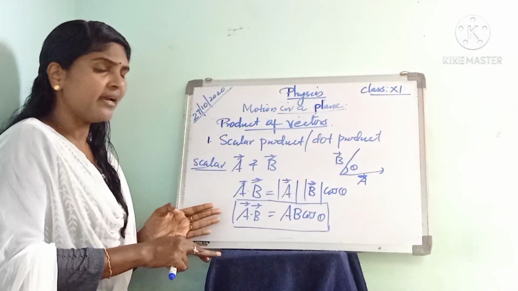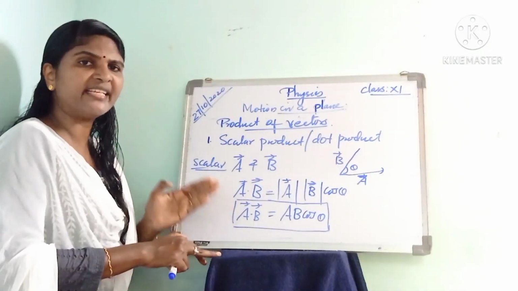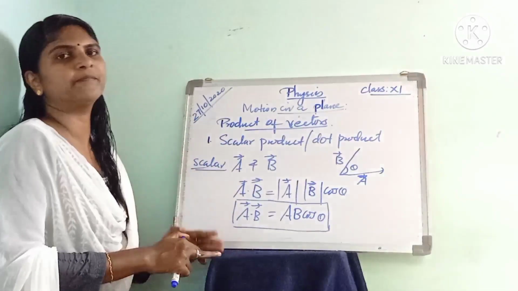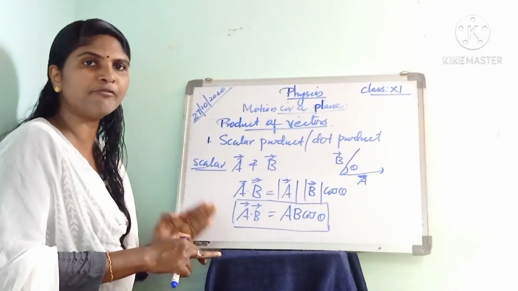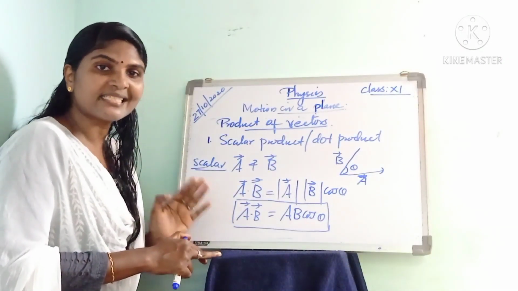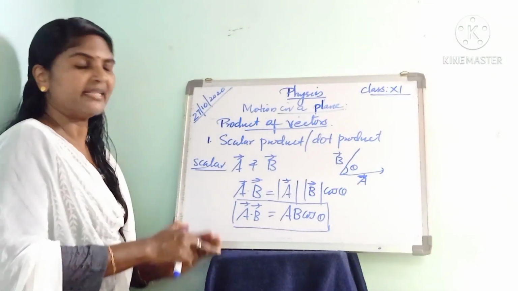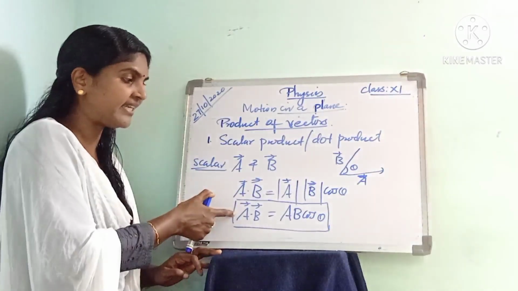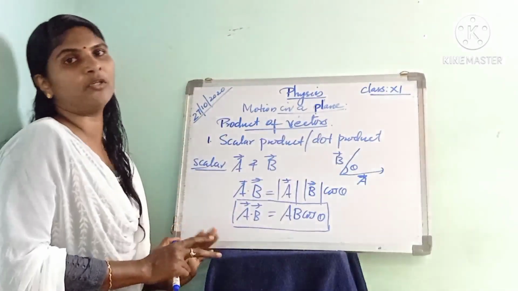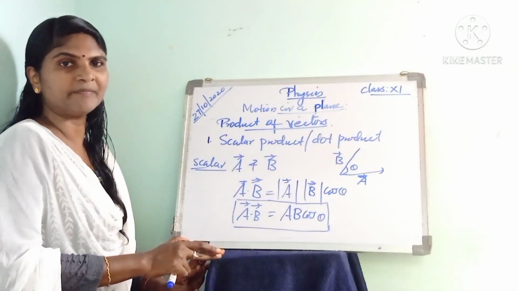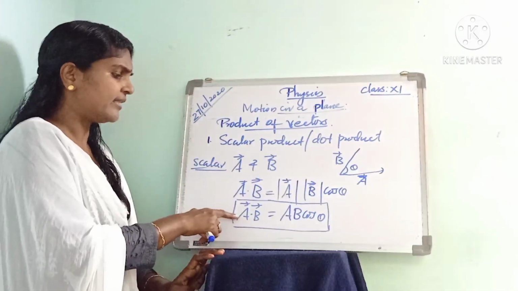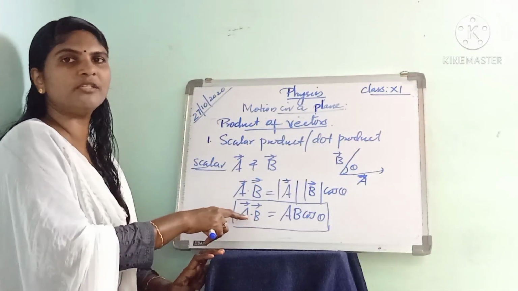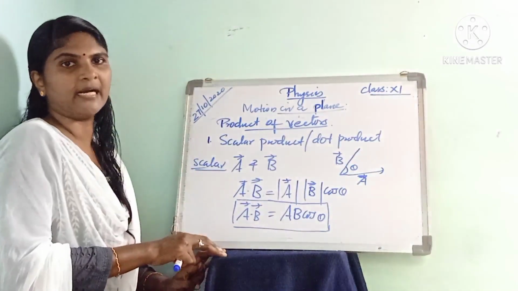So we can say the scalar product of two vectors must be a scalar. That is, after taking the scalar product or dot product of two vectors, we got a scalar quantity, isn't it? So we can say the dot product A dot B is equal to AB cos theta.